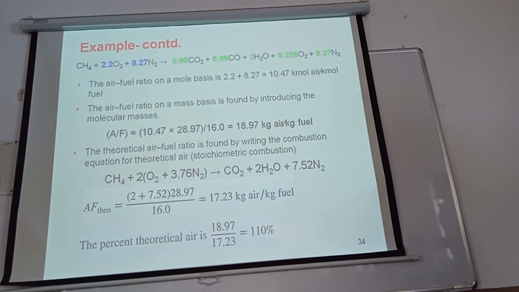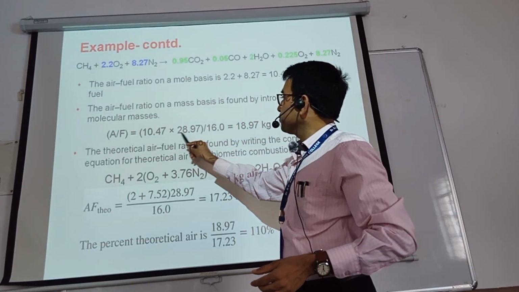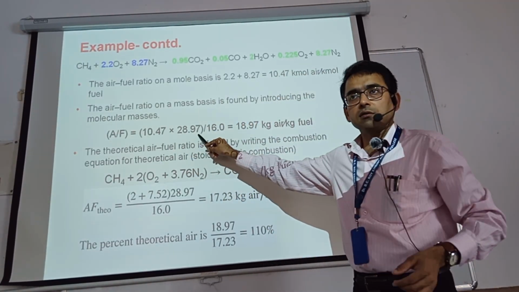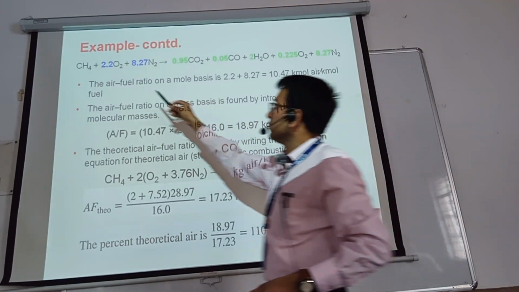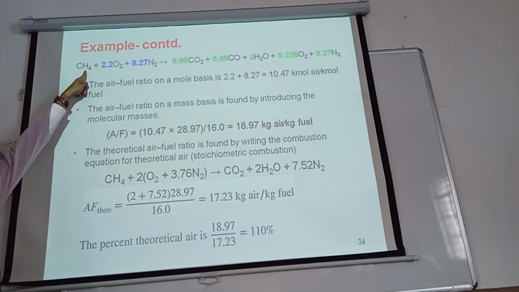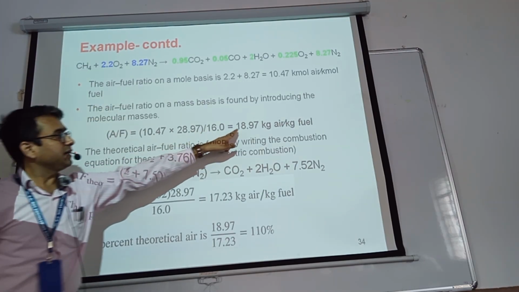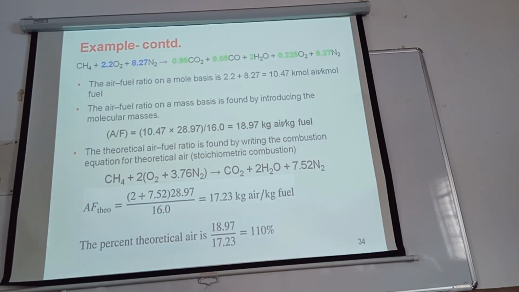Right? And how do we calculate the air fuel ratio on a mass basis? Simply multiply this with the molecular mass of air. So this multiplied by this, divided by 16. Why? The mass of 1 kilomole of fuel is 16: 12 here and 4 here. So it is 18.97 kg of air per kg of fuel. So both the air fuel ratio on a mole basis as well as on a mass basis, you can calculate. Is it clear?